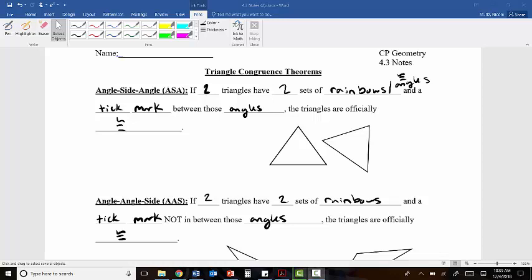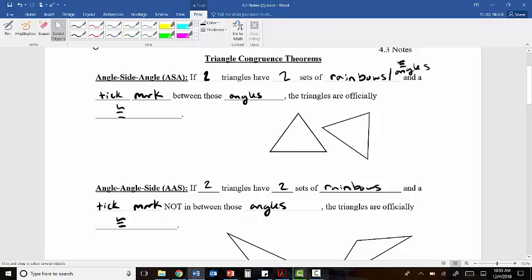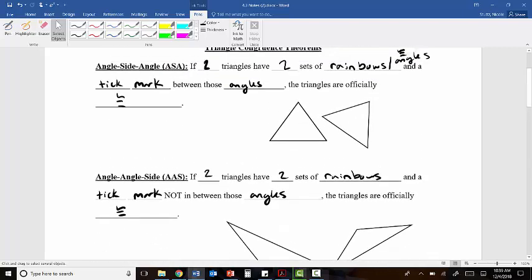Today's lesson is going to talk about two more of the triangle congruence rules. So today we're going to be focusing on angle side angle, which is ASA for short, and angle angle side, which is AAS for short.